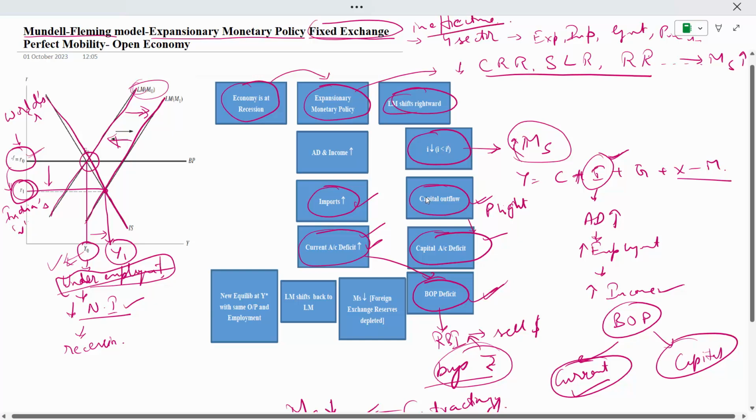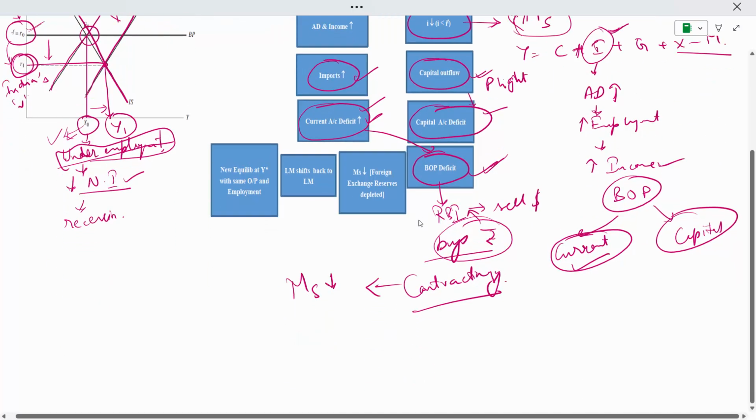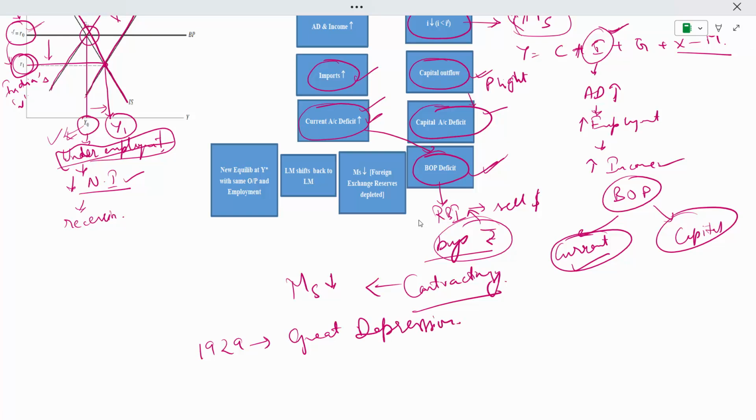Now this same scenario could be correlated to the situation of the 1929 Great Depression, wherein the central bank of America chipped into this kind of situation and tried to increase the money supply by reducing the CRR, SLR, and so on and so forth. Even after increasing the money supply, the economy bounced back to the same situation wherein its output was constant, and they did not come out of the unemployment situation, that is the recession phase.